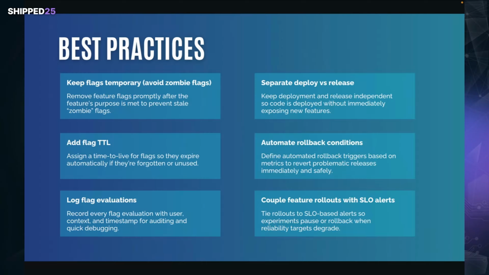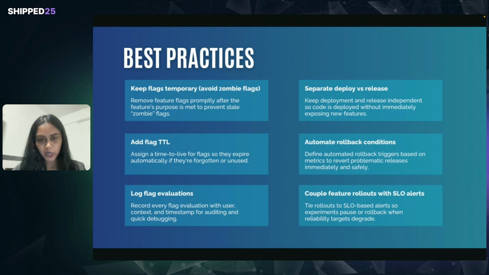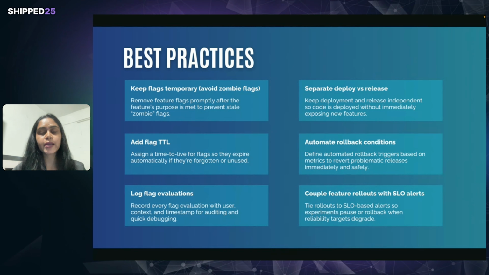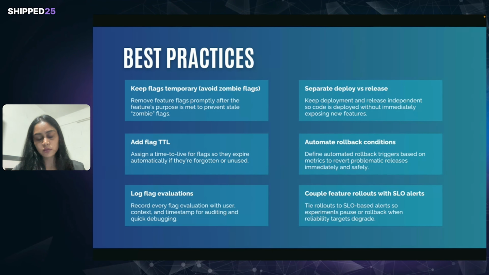Then we can again separate deploy from release. So this is again a best practice that we need to follow. There won't be any need to tie deployment and releases together. So you can deploy small and you can release intentionally. Then we have automated rollback conditions as well. So if your error rate is spiking beyond a threshold, the system should revert the same. So that is a best practice.